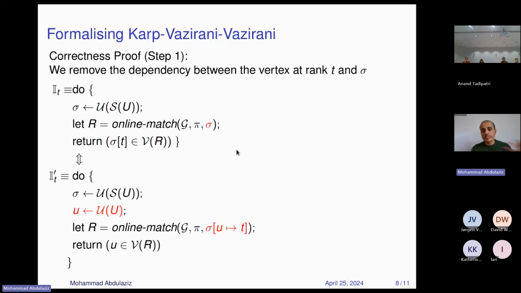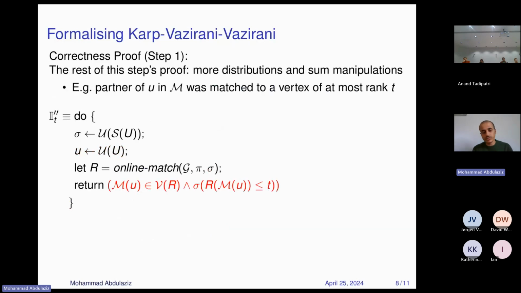Now, the way you go about proving that mirrors really what was in the pen and paper proof. You have the first distribution, and then you devise a second distribution that makes the proof easier. For example, here we devise a second distribution that removes the dependence between the sigma of T and sigma, which is necessary for the proof for technical reasons. But the main idea is that you derive one distribution after another, and then you show some equality between them, in terms of expectation.